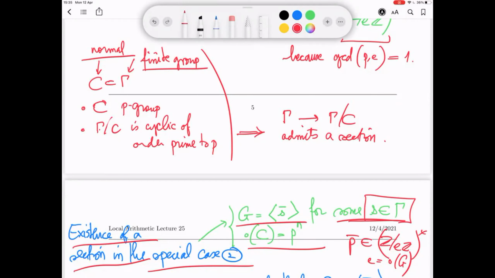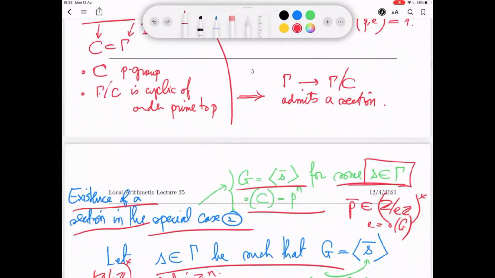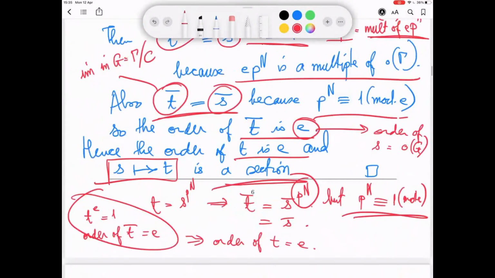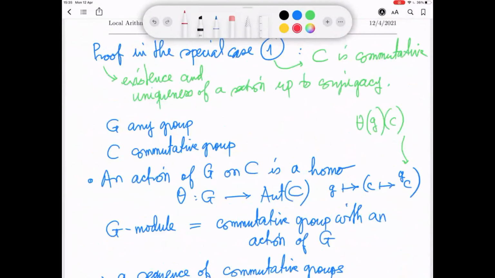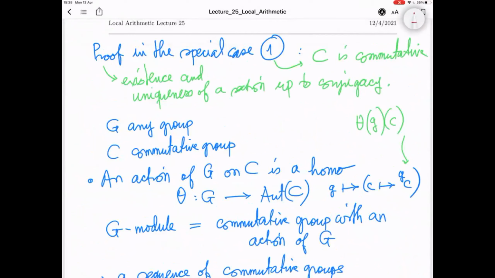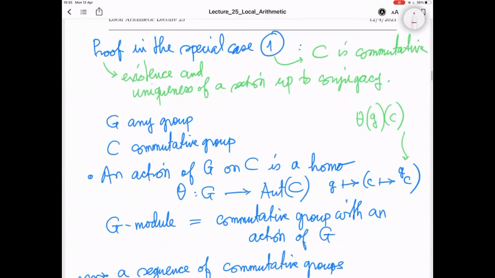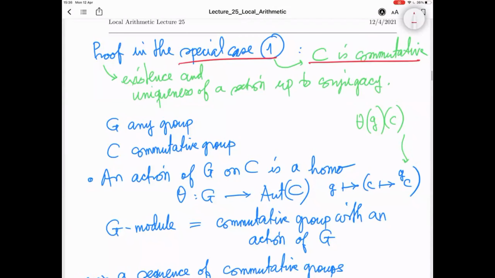Okay, so let's start. This is the little group theoretical lemma, which is very important. Now, I said in the special case, when the subgroup C is commutative, I'll give an idea of the proof. And here, I'll talk about not only the existence, but also the uniqueness of the section up to conjugacy.